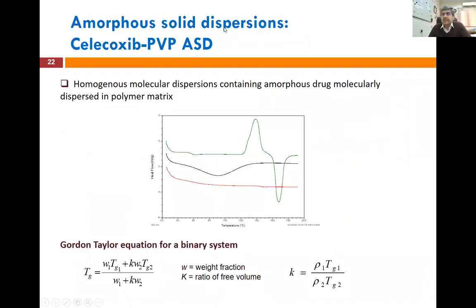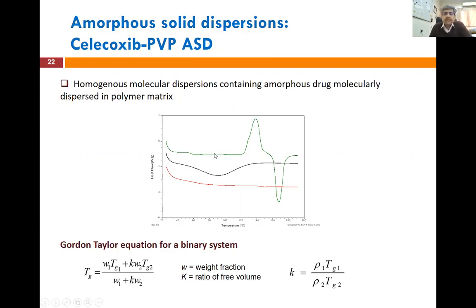Amorphous solid dispersions are formulated to stabilize the metastable or physically unstable amorphous form, and we include certain polymers into the formulation so that the amorphous API becomes more stable. Obviously, it is always very important to characterize your amorphous solid dispersion so that you can find out whether you have been successful in stabilizing the amorphous form of the API.